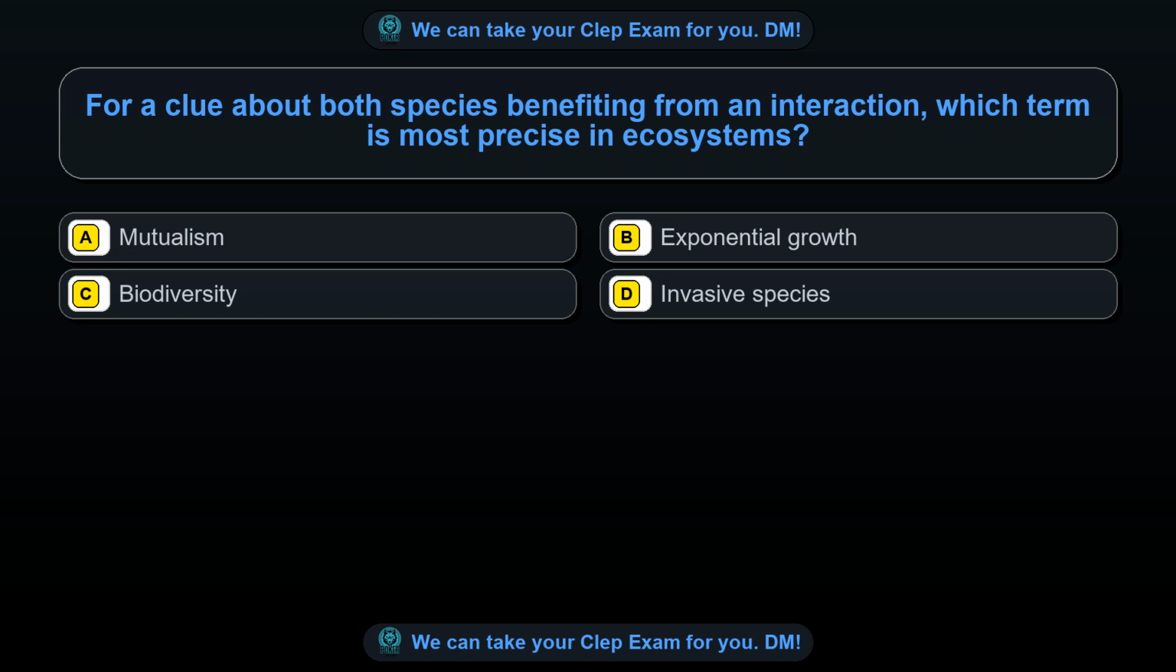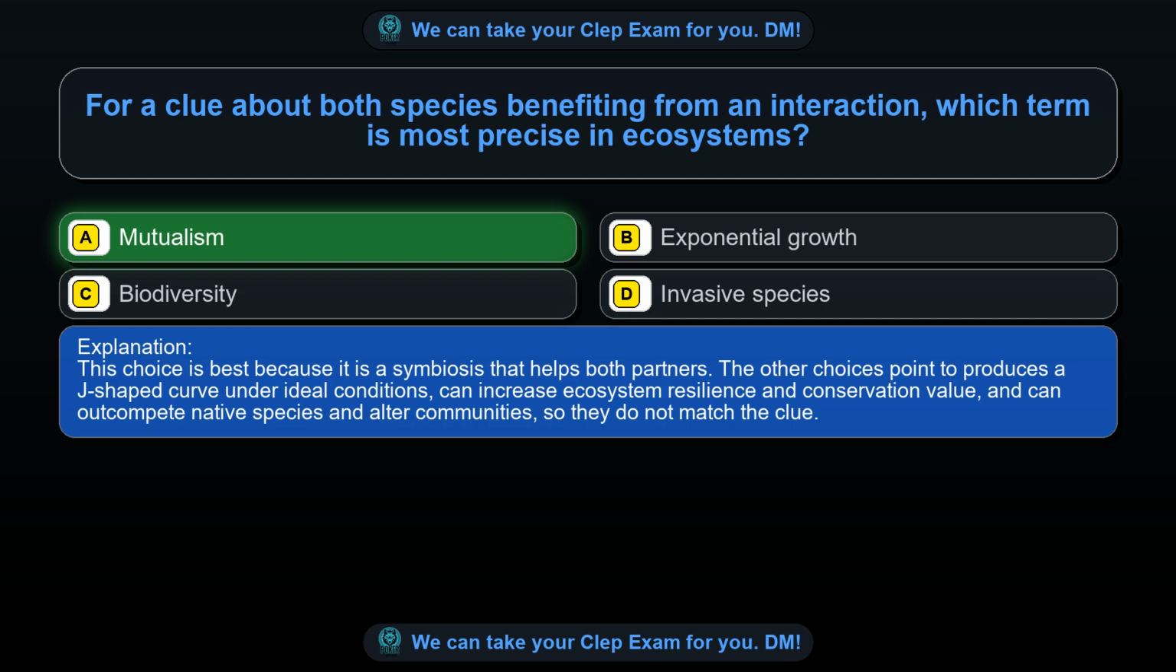Option A, mutualism. Option B, exponential growth. Option C, biodiversity. Option D, invasive species. The correct answer is option A, mutualism. This choice is best because it is a symbiosis that helps both partners. The other choices point to produces a J-shaped curve under ideal conditions, can increase ecosystem resilience and conservation value, and can outcompete native species and alter communities, so they do not match the clue.